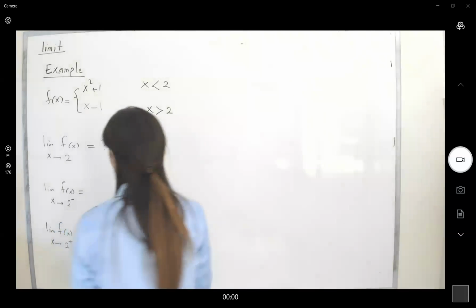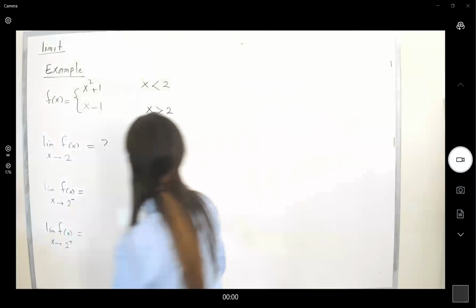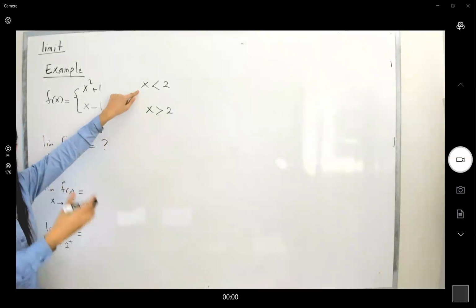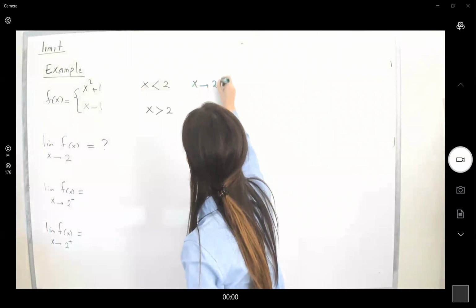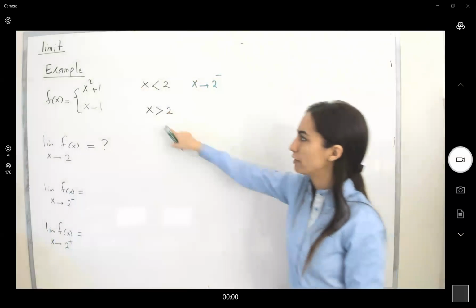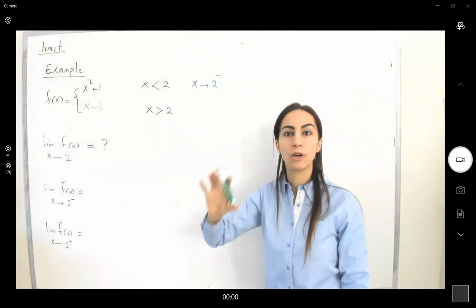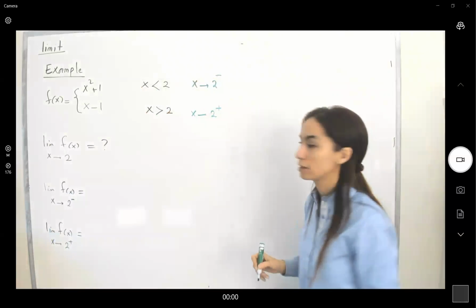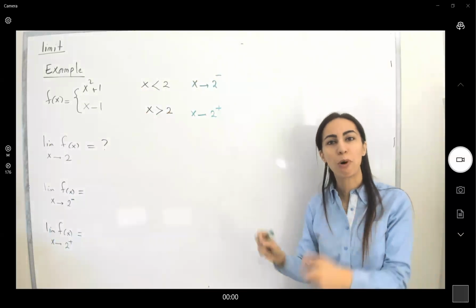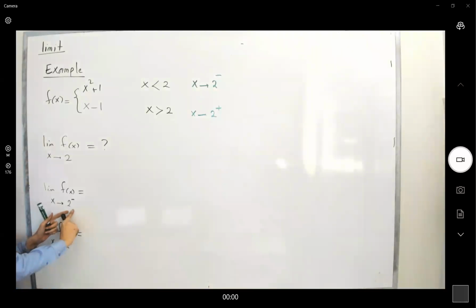Okay, perfect. When x approaches 2 from the left-hand side, it means that we are working with numbers less than 2. x is less than 2. It means that we are getting closer and closer to 2 from the left-hand side. When x is greater than 2, it means that we are getting closer and closer to 2 from numbers that are greater than 2. So x goes to 2 from the right-hand side. This helps us to identify which part of the function we should be using. x goes to 2 from the left-hand side.